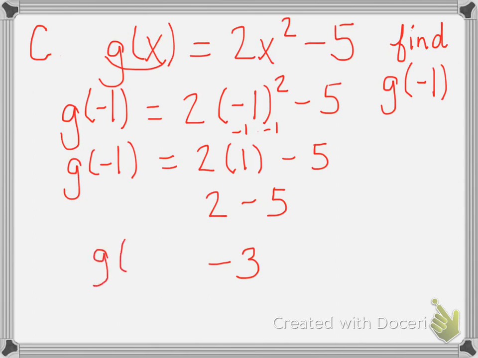So g of negative 1 is equal to negative 3. All right, so we're going to move up to a 3 star.